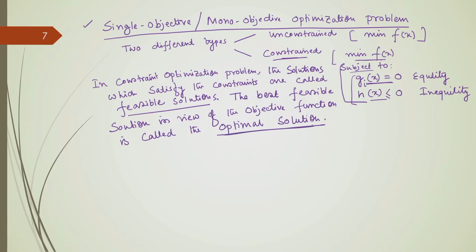Okay. So, you can understand that in an unconstrained optimization problem, the best solution in view of the objective function is the optimal solution. But for a constrained optimization problem, among the feasible solutions, now what is a feasible solution? Those solutions which satisfy the constraints. Among these feasible solutions, the best solution in view of the objective function is called the optimal solution.